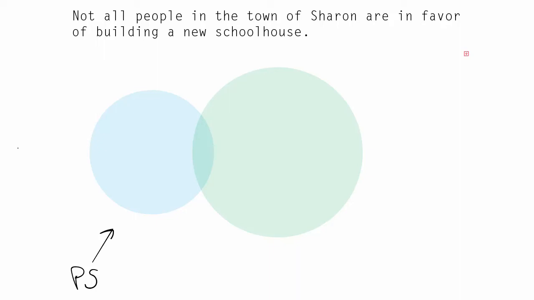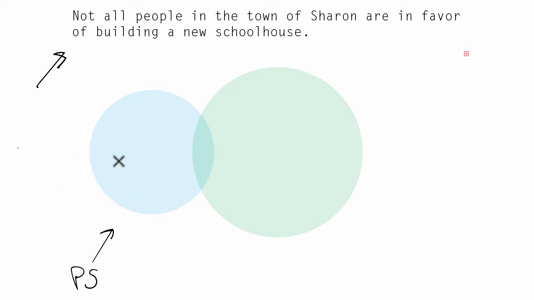In this lesson, let's take a look at "not all" statements. These are quantifier statements that just tell you not everything in category X belongs in category Y. So at least one of the things in that first group is not a member of the second category group, etc. So here, for example, we have this statement: not all people in the town of Sharon are in favor of building a new schoolhouse.